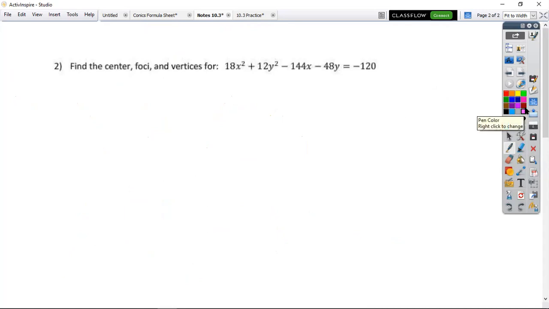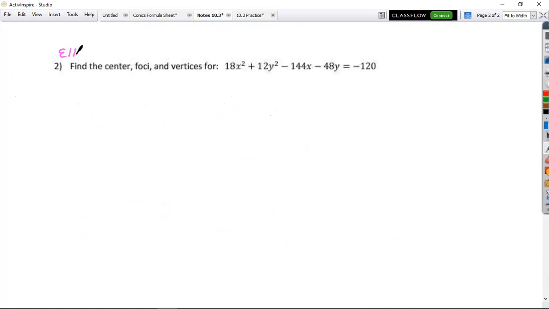So in this case, again, my A value and my C value have the same sign, 18 and 12. So this is another example of an ellipse. And again, a great reason to write is you have the same sign on your A and your C. So same sign for A and C, and they're not equal. And again, tomorrow we tack on the hyperbola.